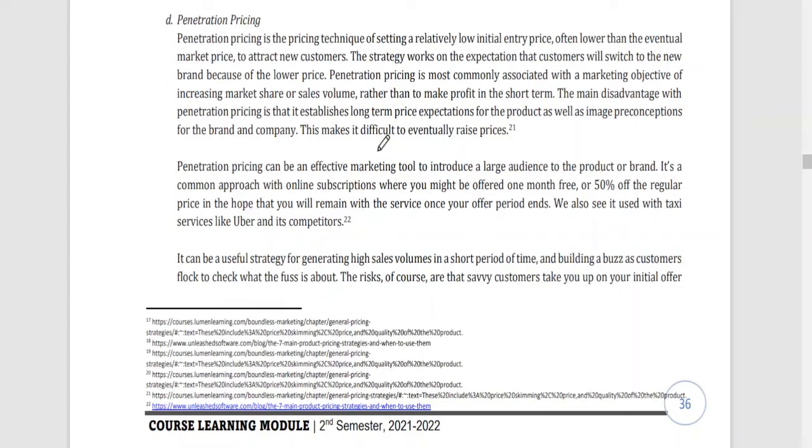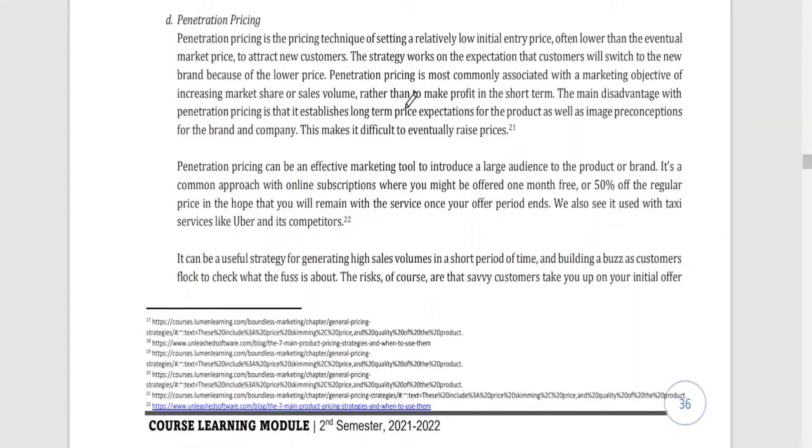Bali ni siya adtong kaatbang katong price skimming. Kaya ang price skimming is they set a high price initially and then lower the price later on. This one is, ang ilahang pambungad nga price is a low price para maka-attract dayon og customer. The strategy works on the expectation that customers will switch to the new brand because of the lower price. Penetration pricing is most commonly associated with a marketing objective of increasing market share or sales volume rather than to make profit in the short term.